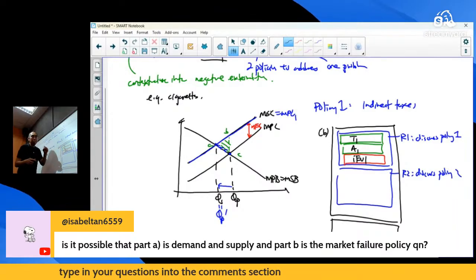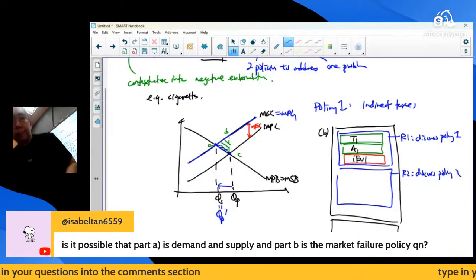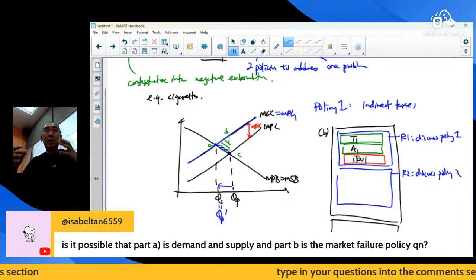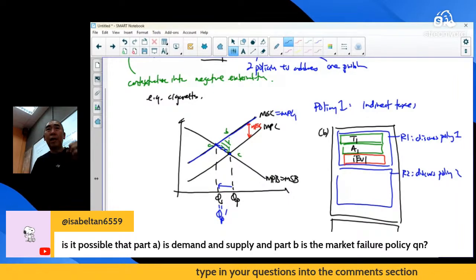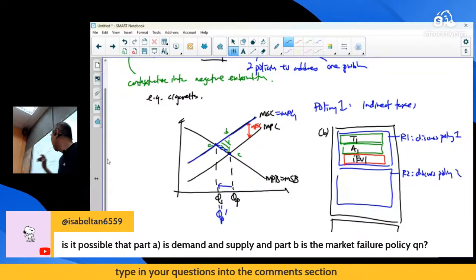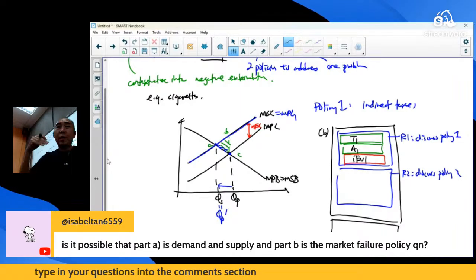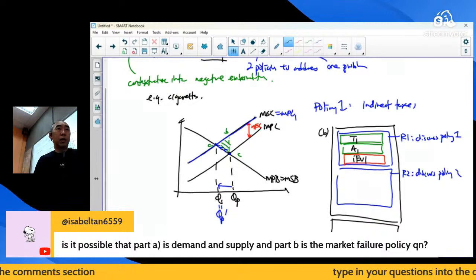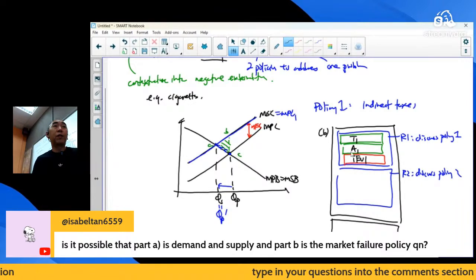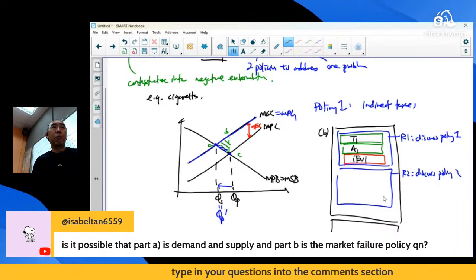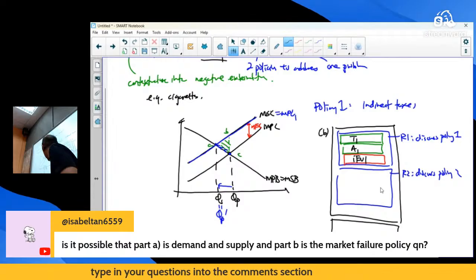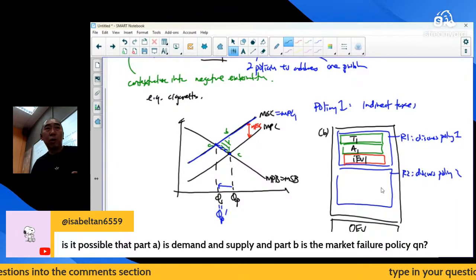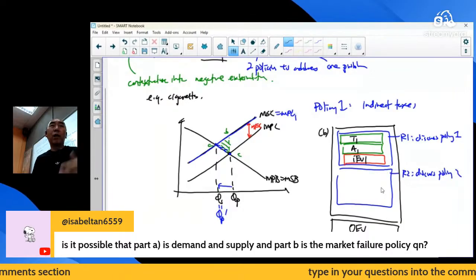Thesis 1 will be to explain how the policy works. Antithesis 1 will be to explain a limitation of the policy. Then IEV will be to evaluate whether the policy works well or not. So this would be the way you structure the first policy. Then you repeat for the second policy, T2, A2, IEV2, before you go to what we call overall evaluation to determine which policy works better.